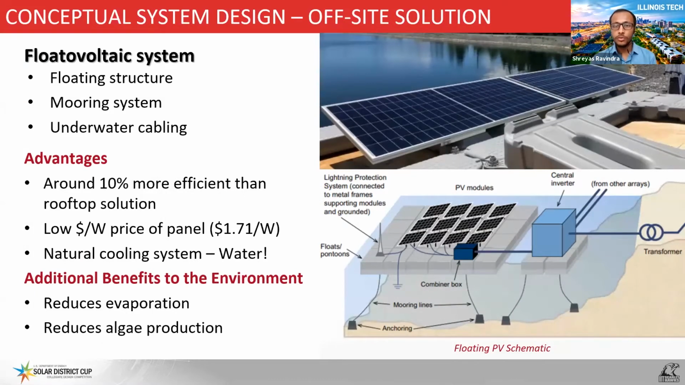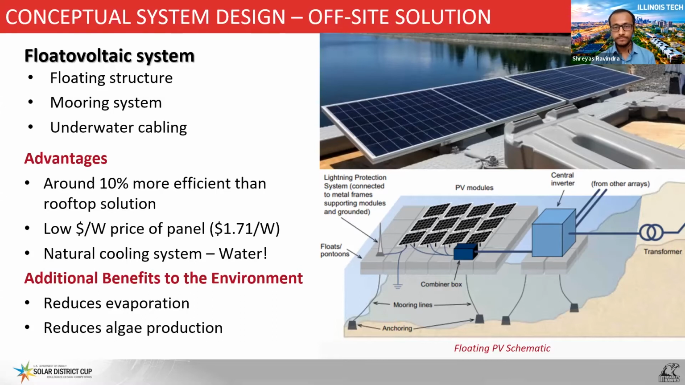We considered a floating PV system as our offsite solution and chose the Potomac River as a potential site location. The floating system has 3 main units: a floating structure which comprises panels, vertical members, and body connections, a mooring system which acts as the anchor to hold the entire system in place, and an underwater cabling channel which is guided to inverters then to the substation. The FPV system has several advantages, such as better efficiency, though at $1 per watt price of panels, and a natural cooling system. This system also benefits the environment around it by reducing evaporation and algae production.